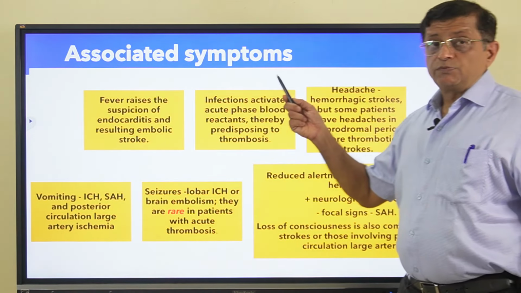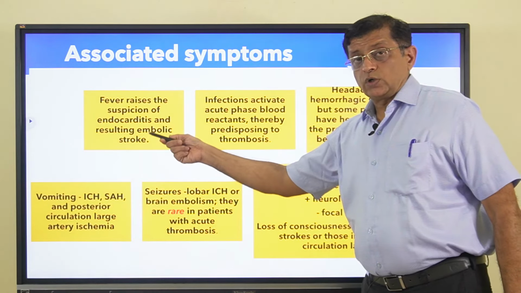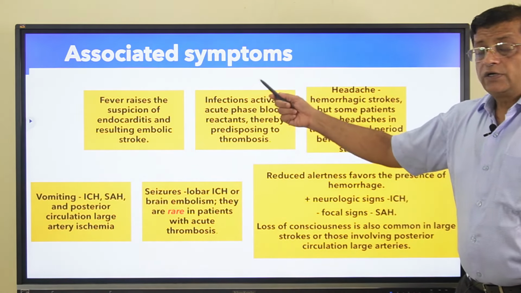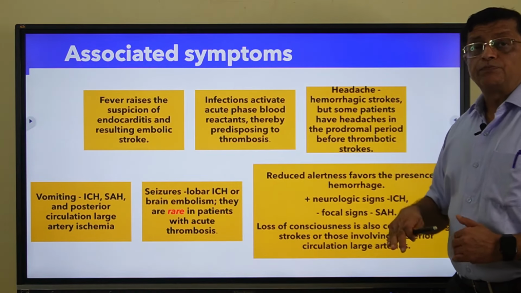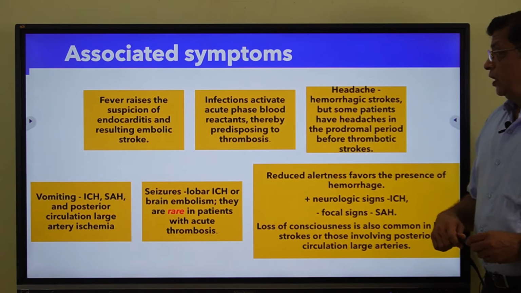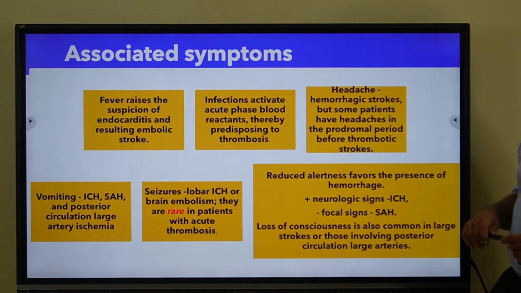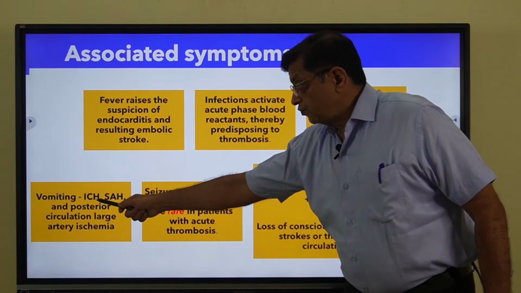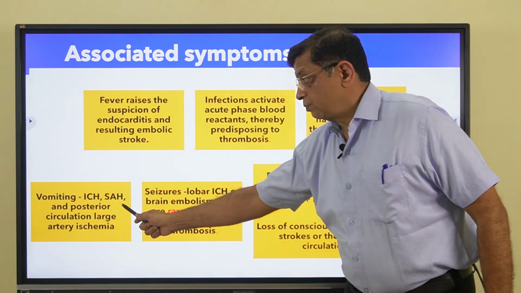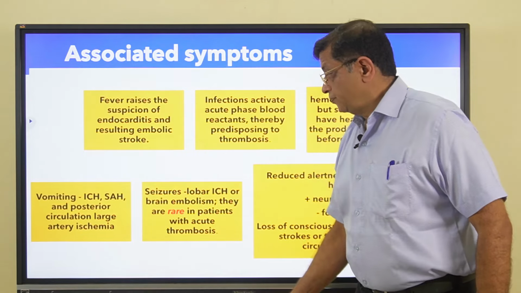See for associated symptoms like fever. If there is fever, think about embolic stroke, infective endocarditis. Even infections can raise the acute phase blood reactants and they could predispose the patient to thrombosis. Headache usually means a hemorrhagic stroke, but some patients have headache in the prodromal phase of thrombotic stroke also. Vomiting is usually again indicative of intracerebral hemorrhage, or subarachnoid hemorrhage, although posterior circulation stroke can have vomiting.